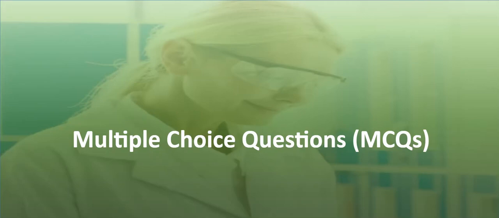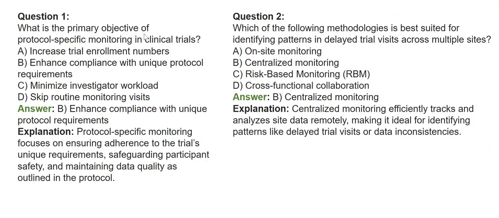Here next we'll come to some examples or a few MCQs, multiple choice questions, in order to review. Question one: what is the primary objective of protocol specific monitoring in clinical trials? A, increase trial enrollment numbers, most likely no. B, enhance compliance with unique protocol requirements, unique protocol specifications, most likely. C, minimize investigator workload. No. D, skip routine monitoring visits. Also no. So it is B, enhance compliance with unique protocol requirements.